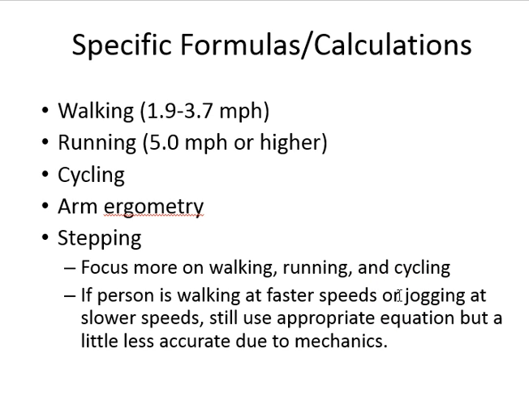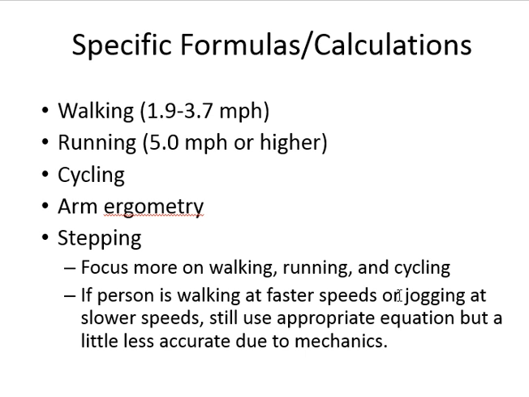So there are specific formulas and calculations. ACSM focuses on walking, running, and you can see the speeds listed here. The speeds for walking are most valid at 1.9 to 3.7 miles per hour. You're going to convert those to metric, to meters per minute. Running, 5 miles an hour or higher. Cycling, so typically on the Monarch cycle, arm ergometry, and stepping on a box, so stepping up and down a step or box, versus using the elliptical.